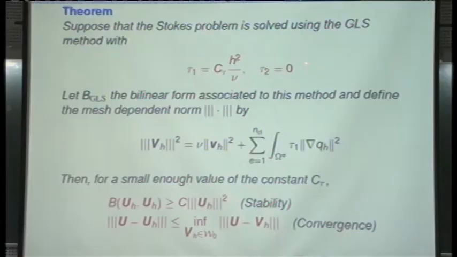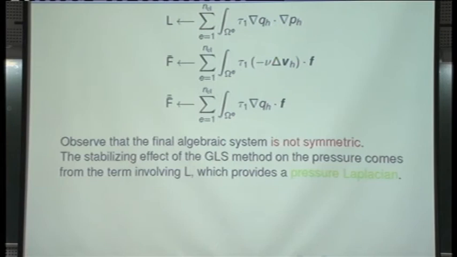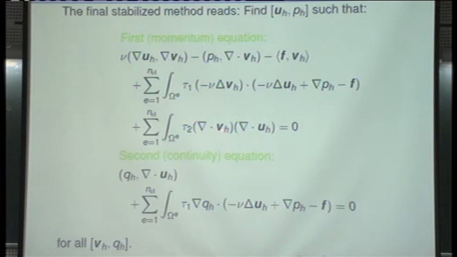And tau 2 can be taken equal to 0 because, as I said before in the case of the GLS method, that gives us control, but we already have that control there. So tau 2 for the Stokes problem is not necessary at all, because we already have all the gradient control here, so that's just adding the control on the divergence, which is nothing. For the Stokes problem, it is absolutely not essential.